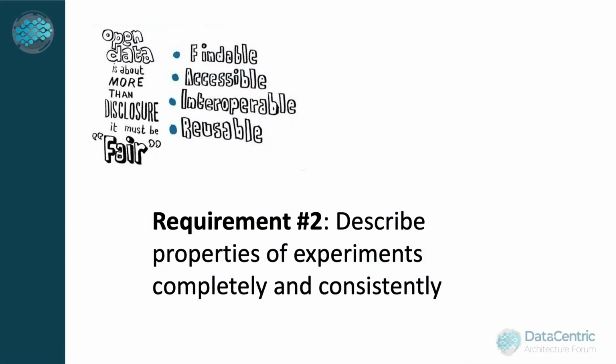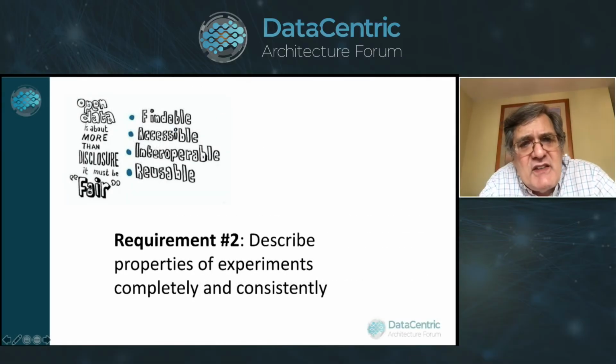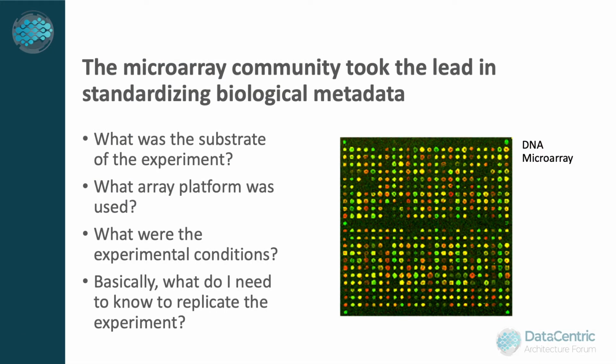Second requirement is to describe properties of experiments completely and consistently. What that means is not only do we want to have ontologies that give us standardized terms for use in our metadata, but those metadata themselves have to have a form that is standardized and one that we can expect to allow us to search for metadata and to integrate them. So if, for example, we think about gene microarrays, which have been around for about 20 years now. They represent enormous high throughput experiments where we're able to see how genes get turned on and turned off over the course of some intervention.